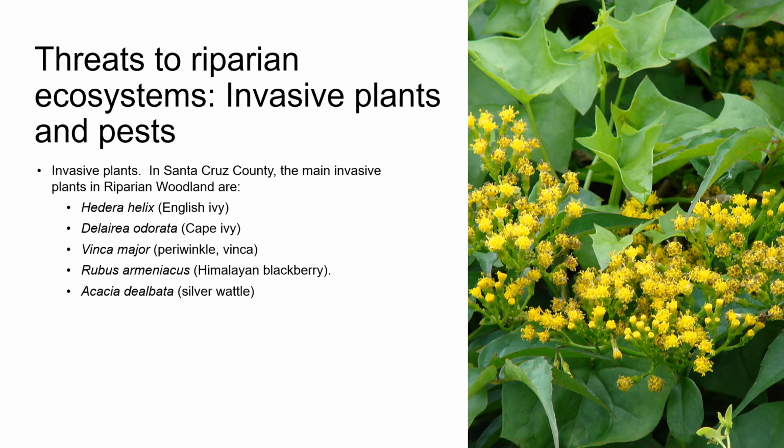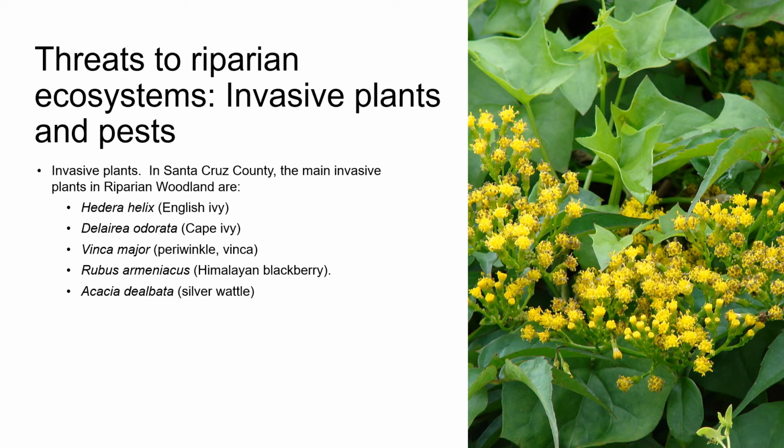Finally, invasive non-native plants also present a threat to riparian ecosystems. The most invasive plants in coastal California riparian corridors include English ivy, Cape ivy, vinca, and Himalayan blackberry. These plants can usually outcompete native vegetation.